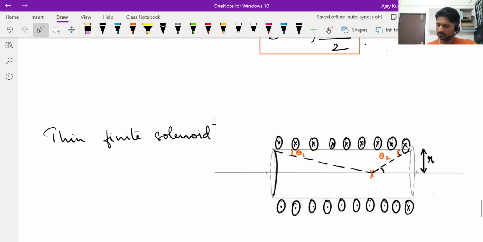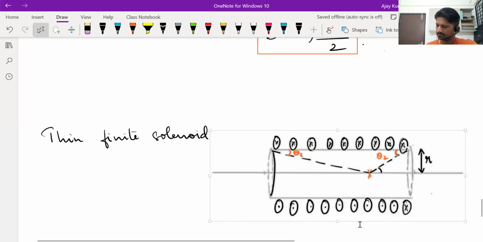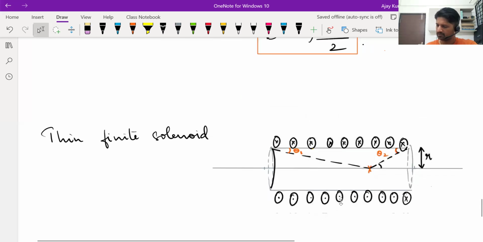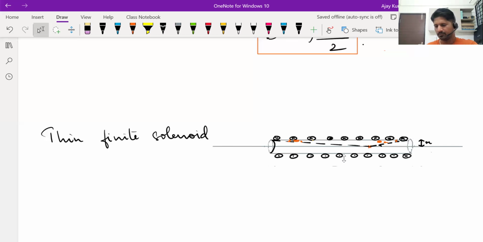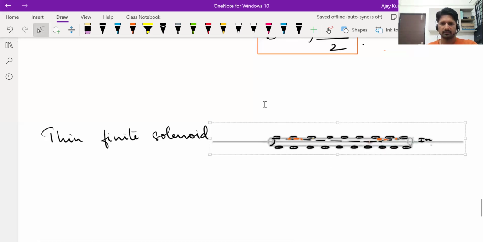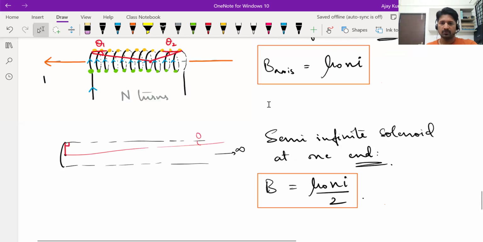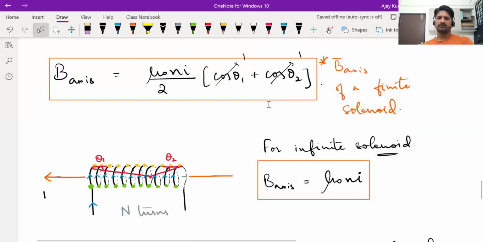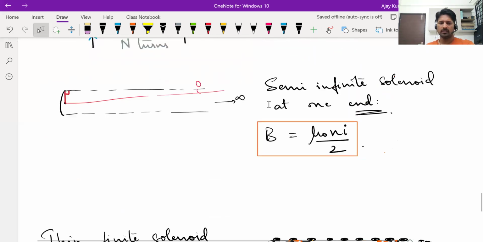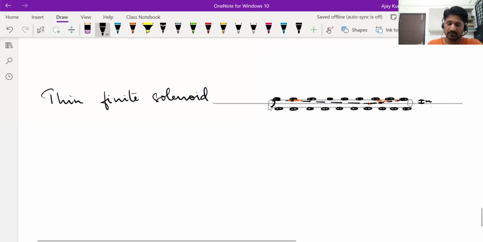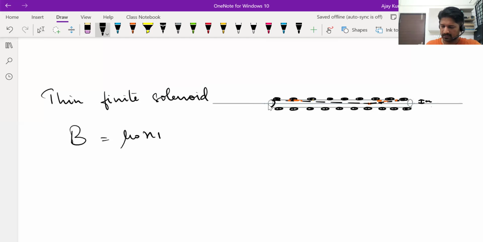Zeros, sir. They tend to become zeros. Okay, as we make this solenoid thinner and thinner, those angles will decrease. If it's very thin, both the angles tend to become 0. If the angles tend to become 0, how much does the field become? Again, cos theta 1 and cos theta 2 will become 1 and 1. Mu naught Ni by 2 into 2, it becomes mu naught Ni. So the field on the axis inside a thin finite solenoid is mu naught Ni itself.